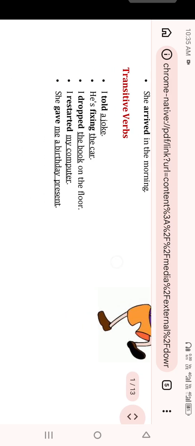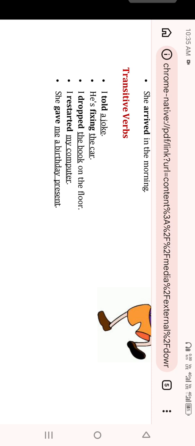you see transitive verbs. I told a joke. Here you see told is a verb and after told the word joke, that is underlined, is the object of the verb told. As it takes an object to complete its meaning, that's why the verb is a transitive verb. He's fixing the car. I dropped the book on the floor. I restarted my computer. She gave me a birthday present.